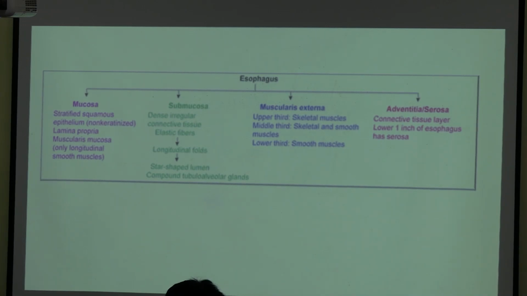Whatever we have discussed till now about the esophagus, here you can see everything is mentioned. Mucosa, what is present in the mucosa; submucosa, what is present in the submucosa: dense irregular connective tissue and elastic fibers, giving the star-shaped appearance, and the compound tubuloalveolar glands. That means the mucus-secreting glands present are of the compound tubuloalveolar type. Next, the muscularis externa: upper part, middle part and lower part, the different types of fibers present are mentioned. In the adventitia there is a connective tissue layer, and in the lower 1 inch, serosa is present.